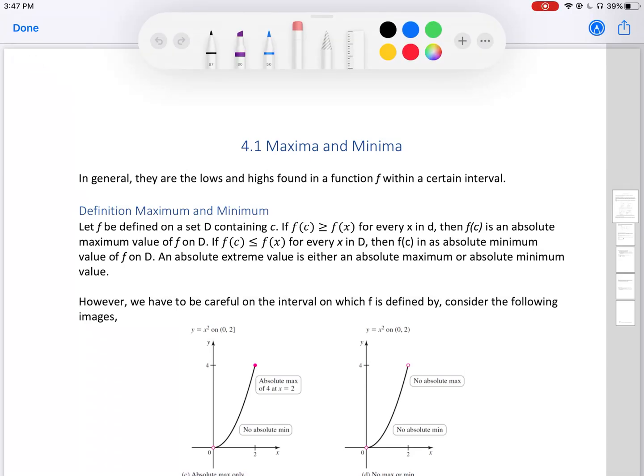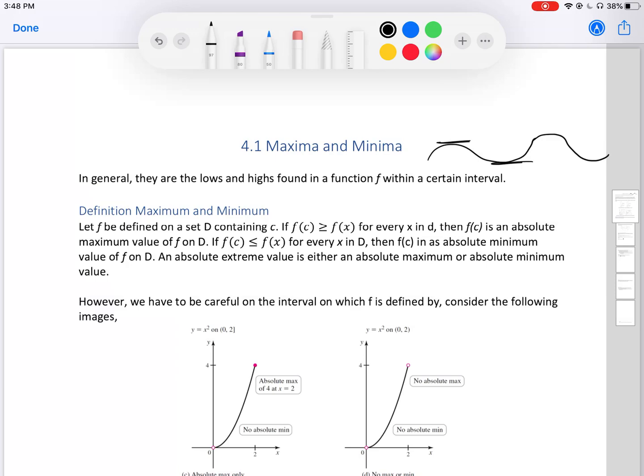Section 4.1, Maxima and Minima. In general, there are highs and lows found in a function f within a certain interval. In a nutshell, that's a max and min. When we have a graph, say some type of polynomial function, there are high peaks and low peaks, and we can have lots of highs with a really large high one, and lots of lows with an ultimately even lower low.